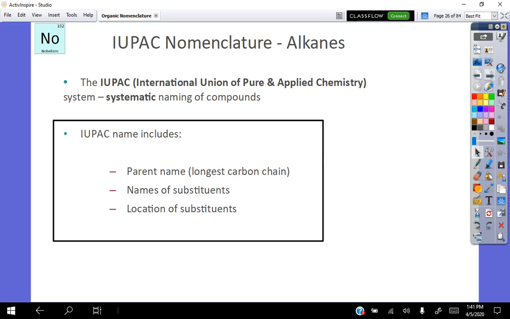The system that we're going to use to help name organic compounds is referred to as the IUPAC Nomenclature System. That stands for the International Union of Pure and Applied Chemistry. It is a systematic naming of compounds, so as long as you follow the system and the rules in place, there's kind of a flow chart or a way we can break down each part of the name as we put it together.